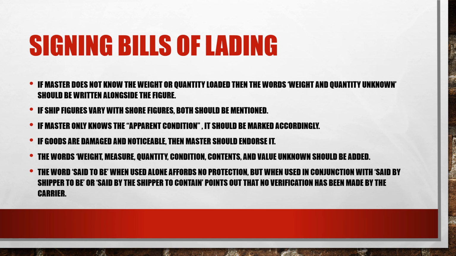Finally, in terms of signing of bills of lading, if the master does not know the weight or quantity loaded, then the words weight and quantity unknown should be written alongside the figure. If ship figures vary with shore figures, make sure both are mentioned. If the master knows only the apparent condition of the cargo, it should be marked accordingly. If goods are damaged and noticeable, then the master should endorse it. The words weight, measure, quantity, condition, contents, and value unknown should be added.